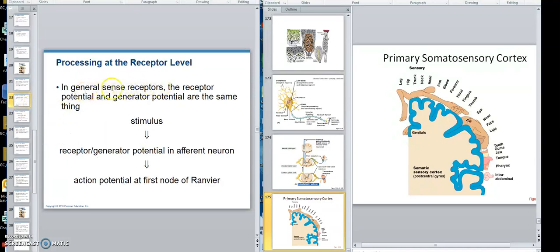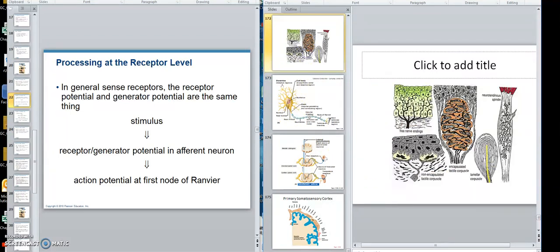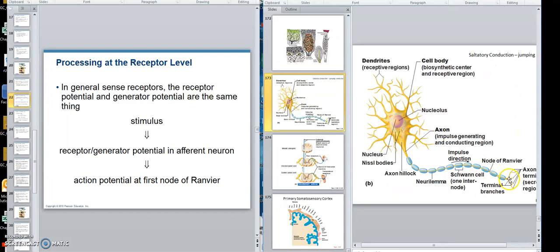In general sensory, the receptor potential and generator potential are the same. Okay? Afferent neuron going in, action potentials, and first node of Ranvier. Because once you get to the axon, that's when you start the action potentials. Up to that part, here, you're getting a generator potential, a graded potential. Then this right here is a synapse to, let's say, a sensory neuron. But once you get to this, then you're going to do action potentials in the first node of Ranvier.